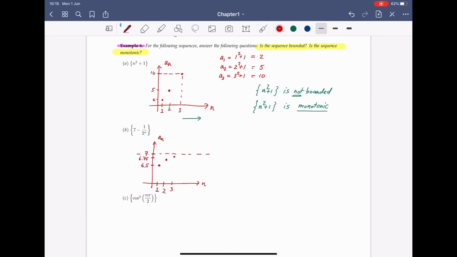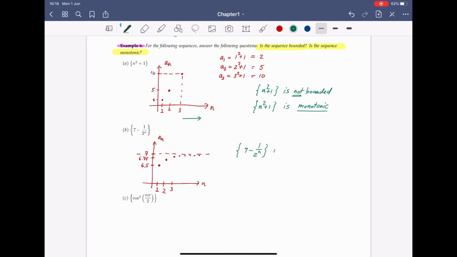So after you plot, you can see that the behavior of the points here is going to be close to 7, right? As n gets bigger and bigger, 1 over 2 to the n goes to 0, and then the graph is just getting close to 7, but it will not touch 7, right? So to sum up, we have 7 minus 1 over 2 to the n.